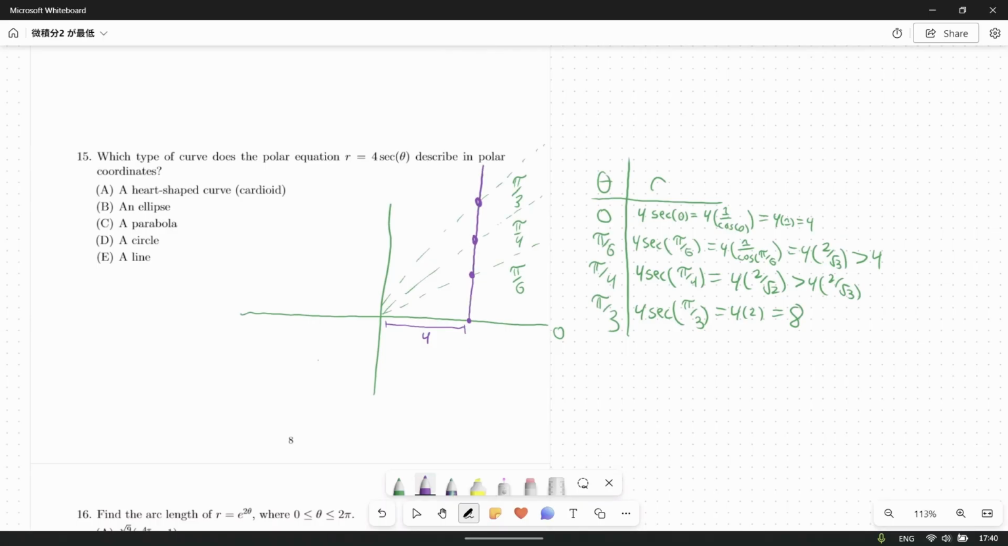And so comparing that with the answer choices, the answer to this question is going to be a line. So answer choice E would be the answer to this question. So yeah, the answer to this question would be E.